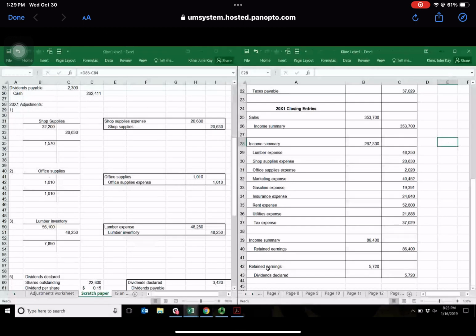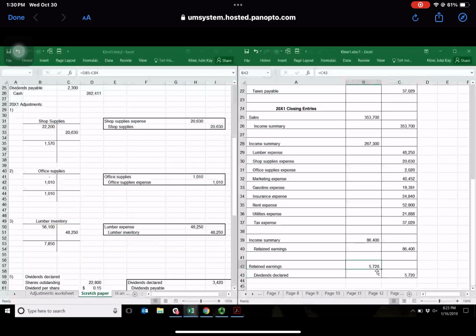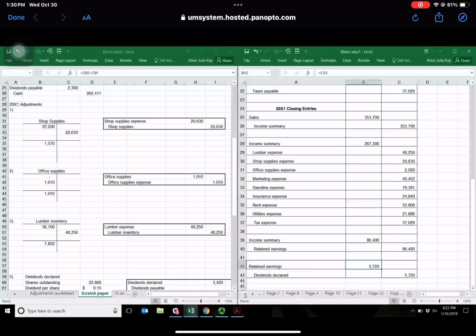The last entry is to close dividends declared. It reduces equity. We put it into retained earnings, and a debit to retained earnings would reduce it. Ending retained earnings then should equal the amount that you have on your balance sheet. So all that should be tied out. Once you get all those journalized and posted, then we can work on our post-closing.